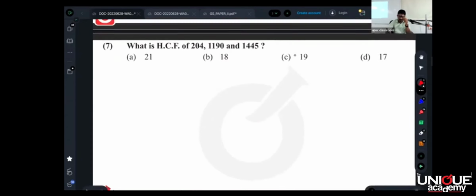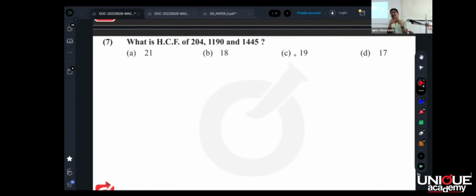Then let me tell you regarding the 7th question, how it would have been solved by procedure if it had been solved in any book. As I said earlier, in the state board 7th standard book, they have given this topic in detail, so it is not necessary right now. So what is the HCF of 204, 1190 and 1445? We have to find the HCF of how many numbers? 3 numbers. As I said earlier, the continued division method can be applied for 2 numbers at a time.